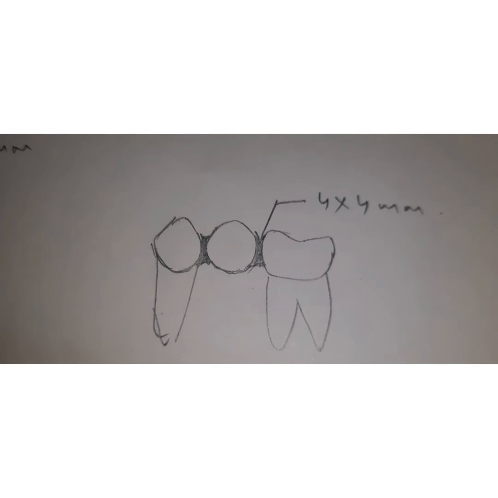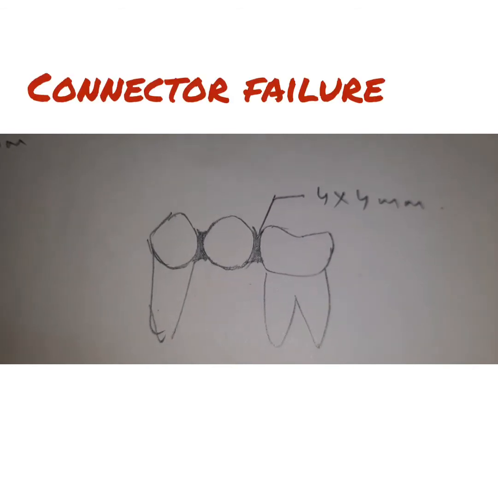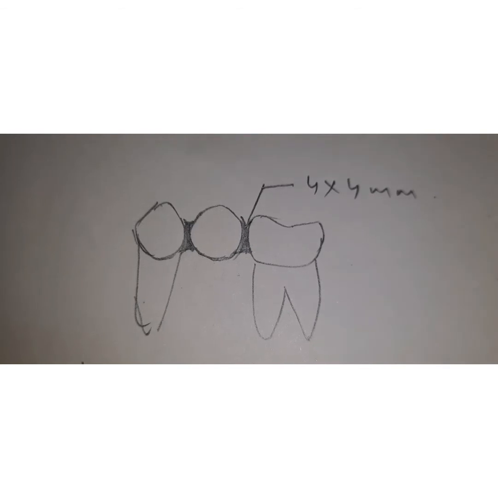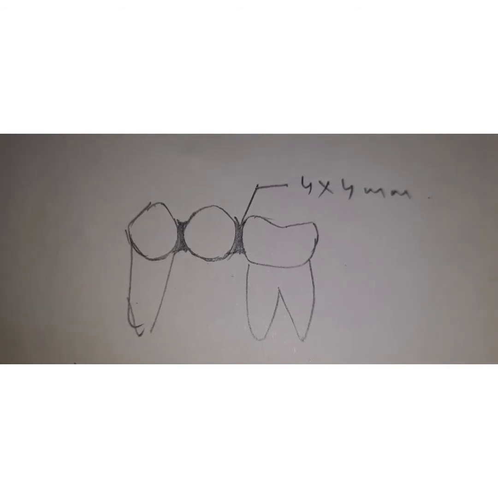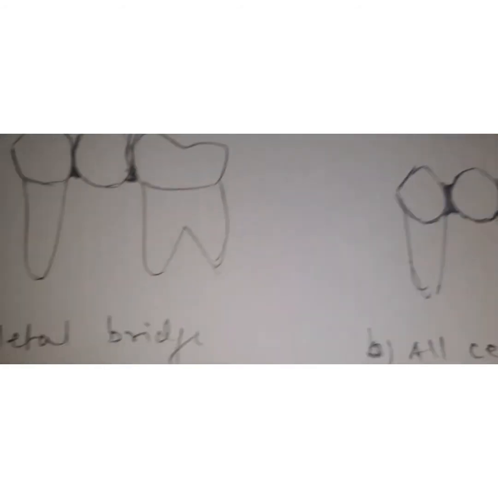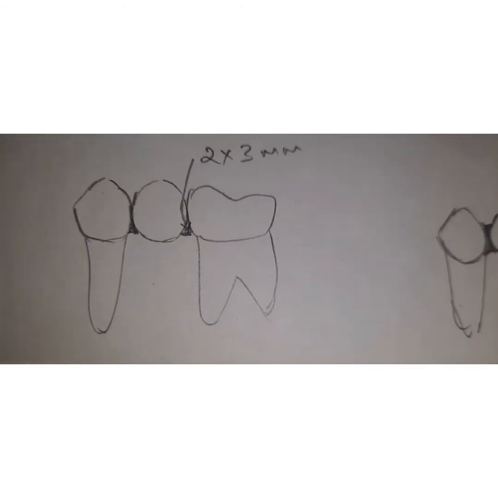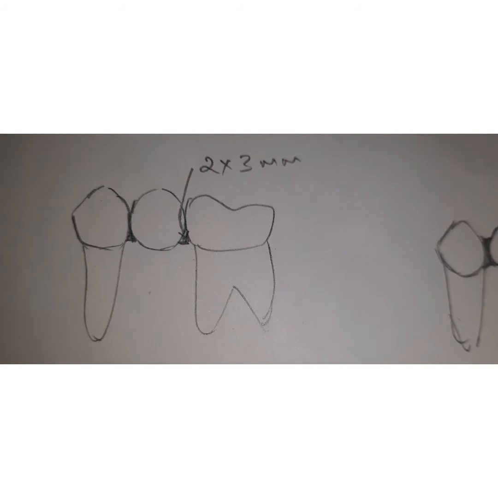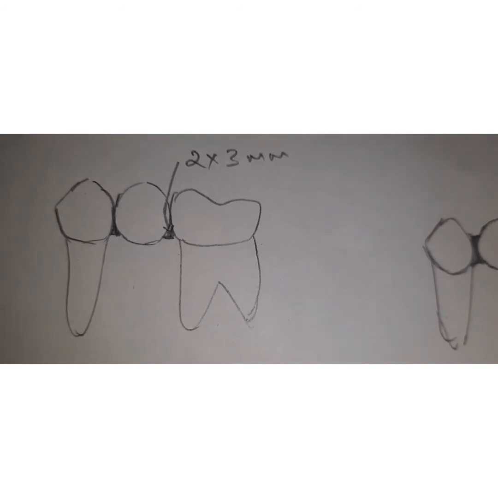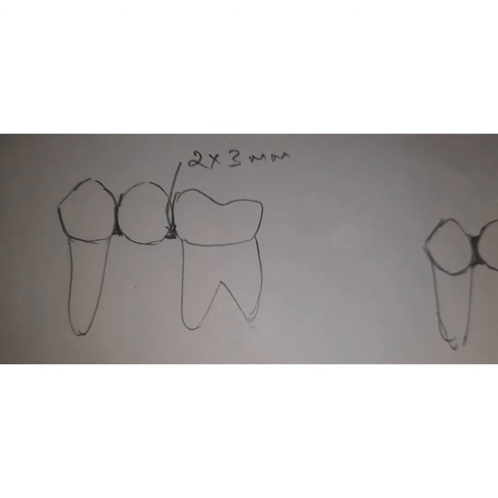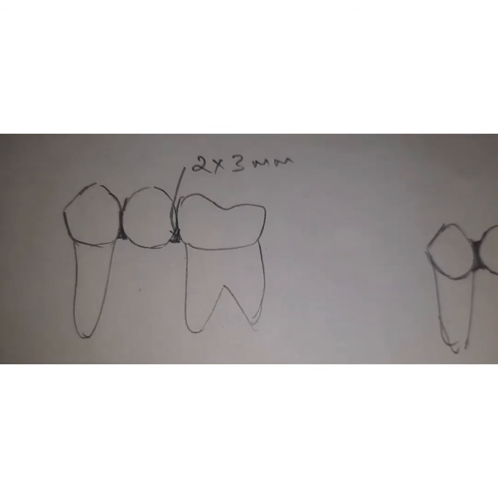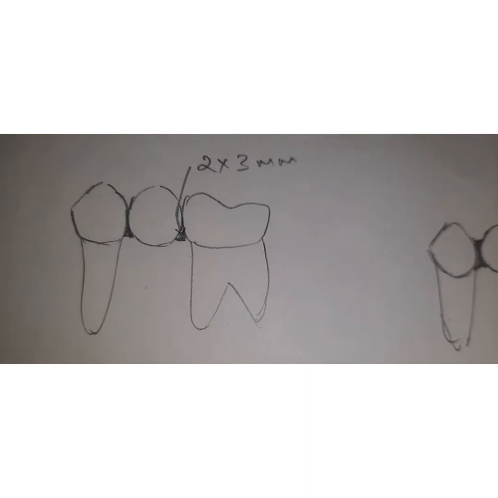Next type of failure is the connector failure. Here the connector width, especially in the all ceramic bridge, the fixed partial dentures, should be 4 into 4 millimeters square, and in a PFM case, that is porcelain fused to metal, it should be 2 into 3 millimeters square. So you have to keep in mind, because if your connector width is not adequate, the thickness is not adequate, then definitely there are all chances of failure of your fixed partial dentures on occlusal forces.